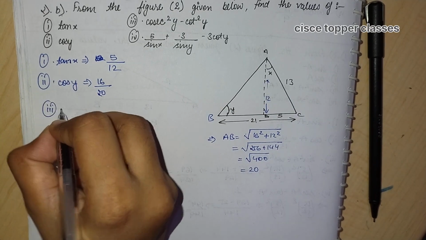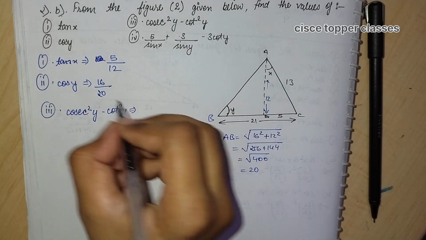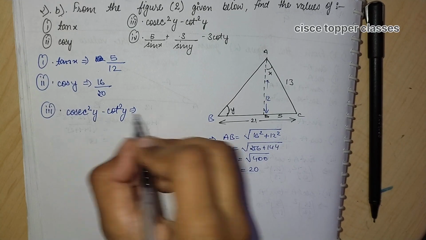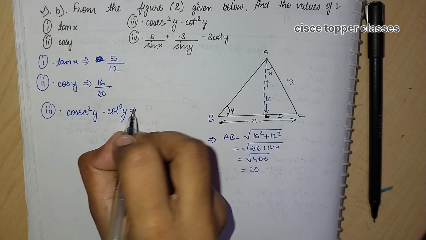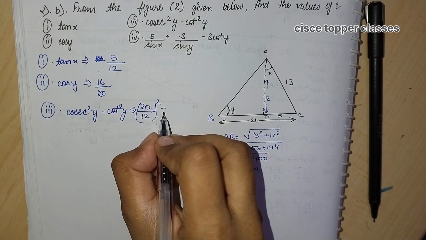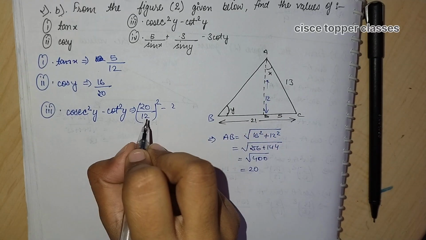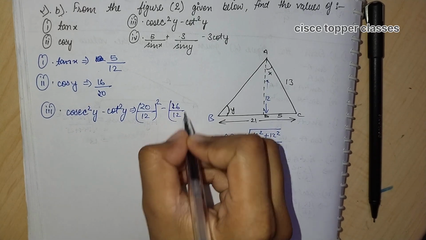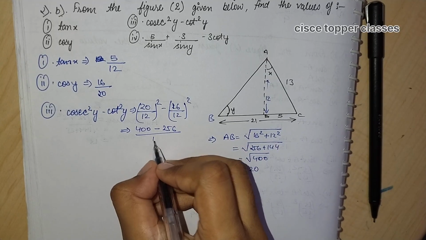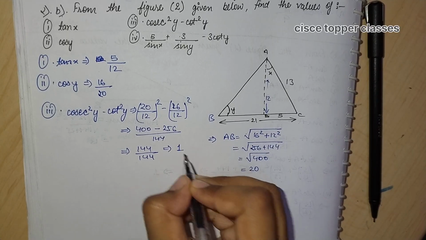Third part is we have to find cosec square y minus cot square y. Cosec y will be hypotenuse by height, so we can write (20/12) whole square minus cot square y. Cot y will be base upon perpendicular, so here base is 16, so (16/12) whole square. So this will be (400 minus 256) divided by 144. There we can write 144 divided by 144. So 1 is the answer in the third part.